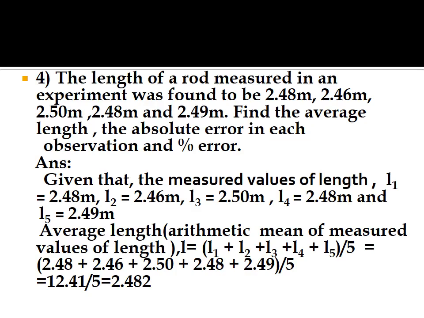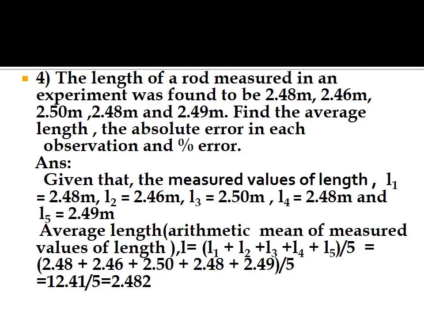Here, given that the measured values of length L1 is equal to 2.48 meter, L2 is equal to 2.46 meter, L3 is equal to 2.50 meter, L4 is equal to 2.48 meter and L5 is equal to 2.49 meter. First we have to find the length. It is the arithmetic mean of measured values of length.